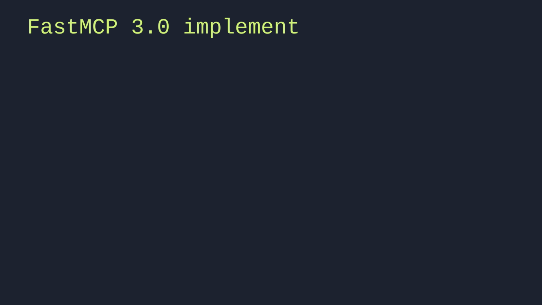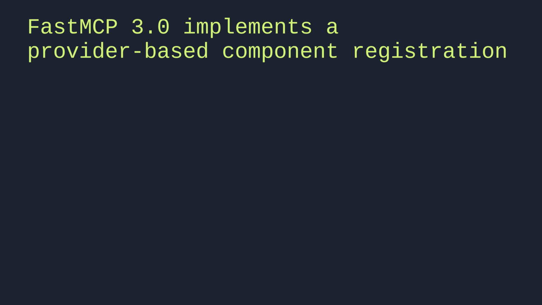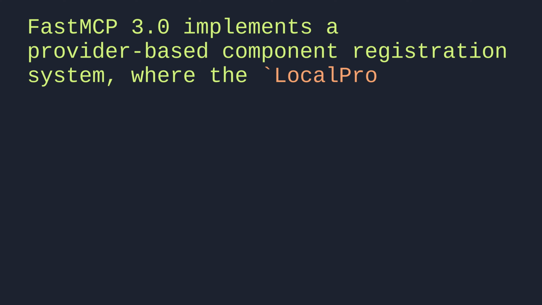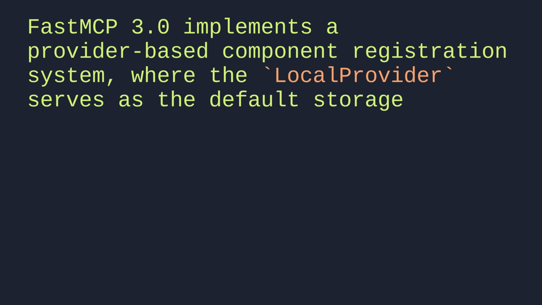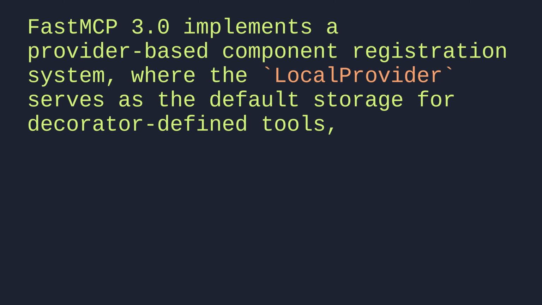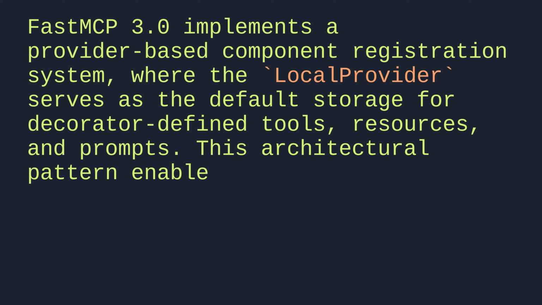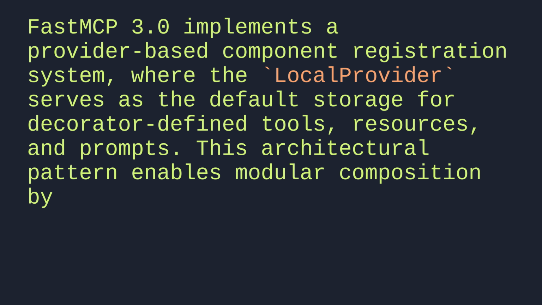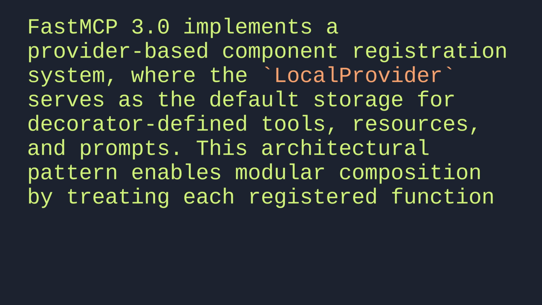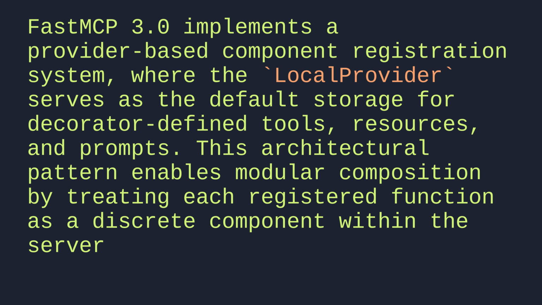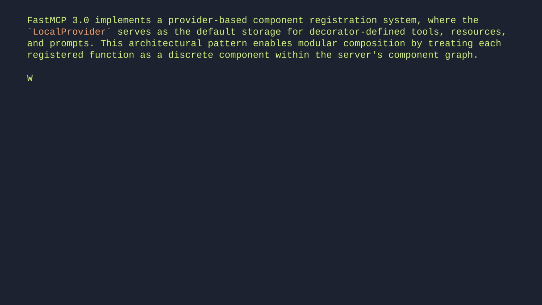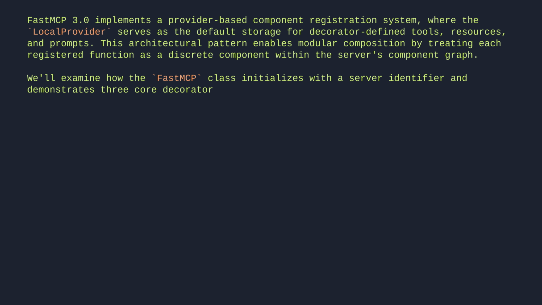FastMCP 3 implements a provider-based component registration system, where the local provider serves as the default storage for decorator-defined tools, resources, and prompts. This architectural pattern enables modular composition by treating each registered function as a discrete component within the server's component graph. We'll examine how the FastMCP class initializes with a server identifier and demonstrates 3 core decorator patterns.